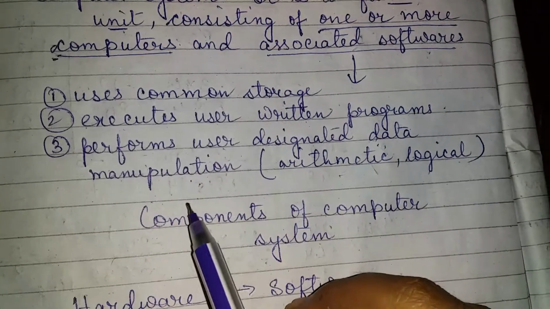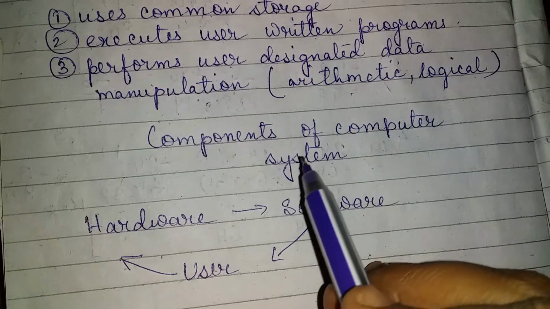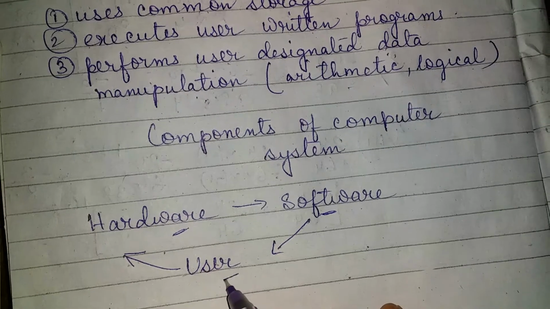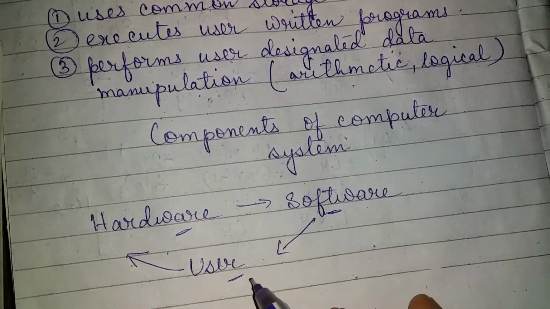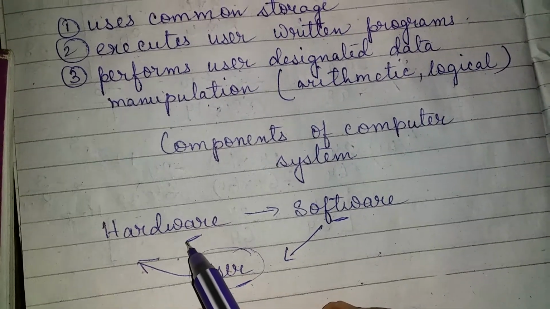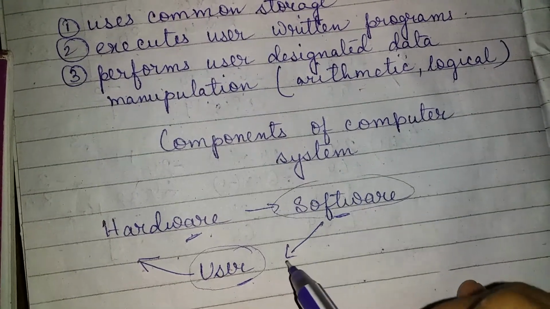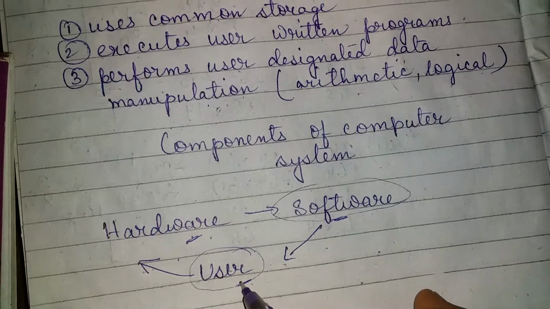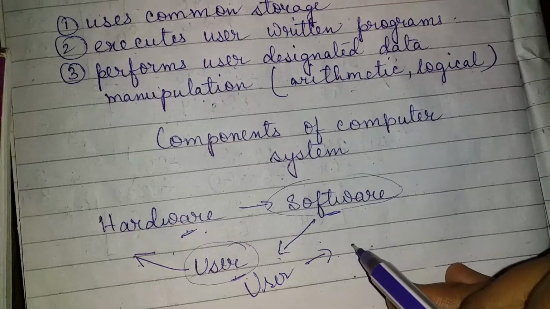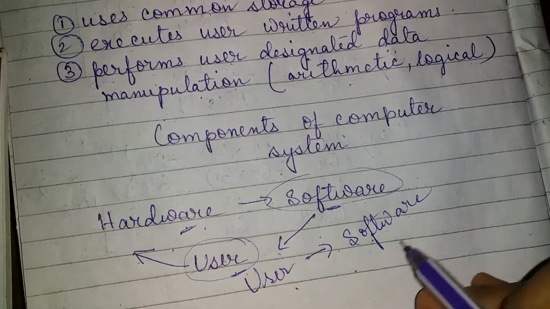Now comes, what are the different components of a computer system? A computer system has components of hardware, software and user. These three are linked to each other. If the user doesn't give instructions to the hardware, the hardware can't use the software to complete the work. So first of all, the user instructs by the help of software.